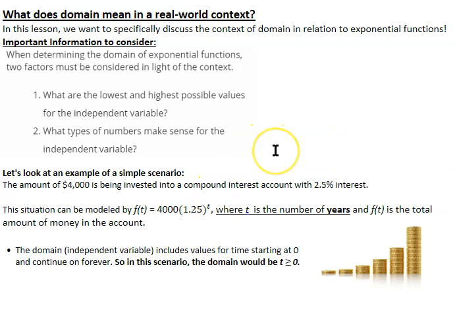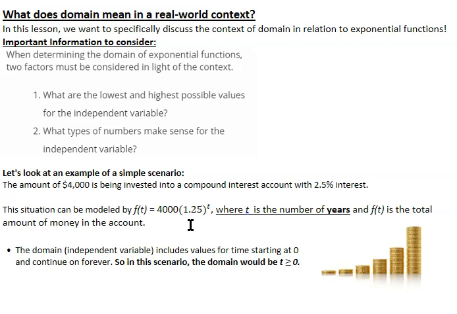So let's take a look at a simple scenario. The amount of $4,000 is being invested into a compound interest account with 2.5% interest. This situation can be modeled by f of t equals 4,000 times 1.25^t, where t is the number of years. And that's going to help you in a little bit when you answer a couple multiple choice problems, paying attention to the years. And f of t is the total amount of money in the account.